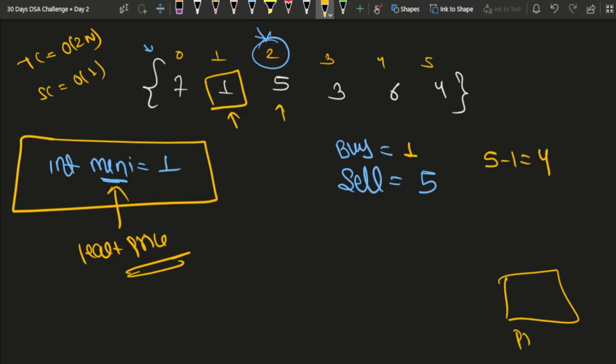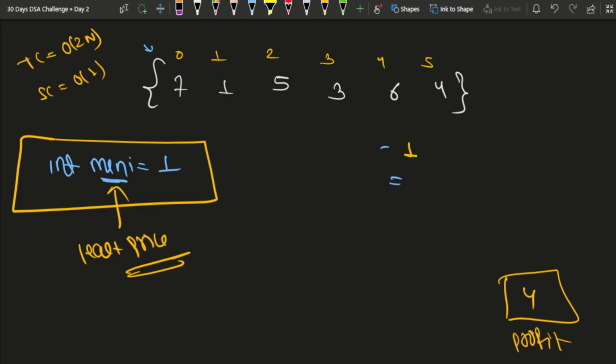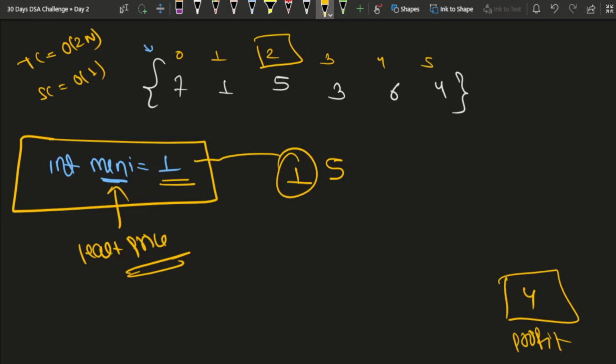And simultaneously we will store a variable named profit, and the initial value of profit will be 0. We'll check whether this profit is greater than 0. You will say yes, so we'll update this profit. Now, after doing these things, we again compare the value present in our mini variable, which is 1, with the value at index number 2, which is 5. What is the minimum of 1 and 5? The minimum is 1. It is already there, so you do not need to update it.